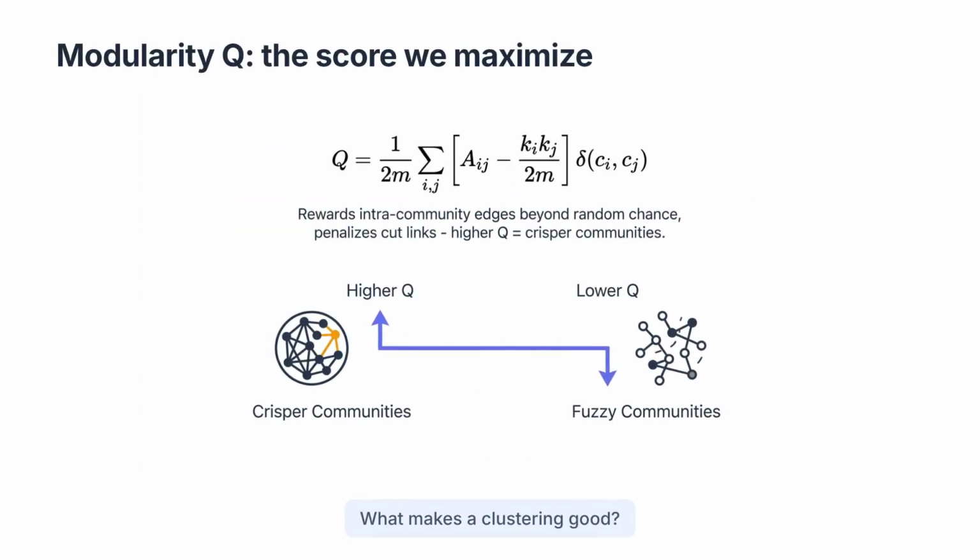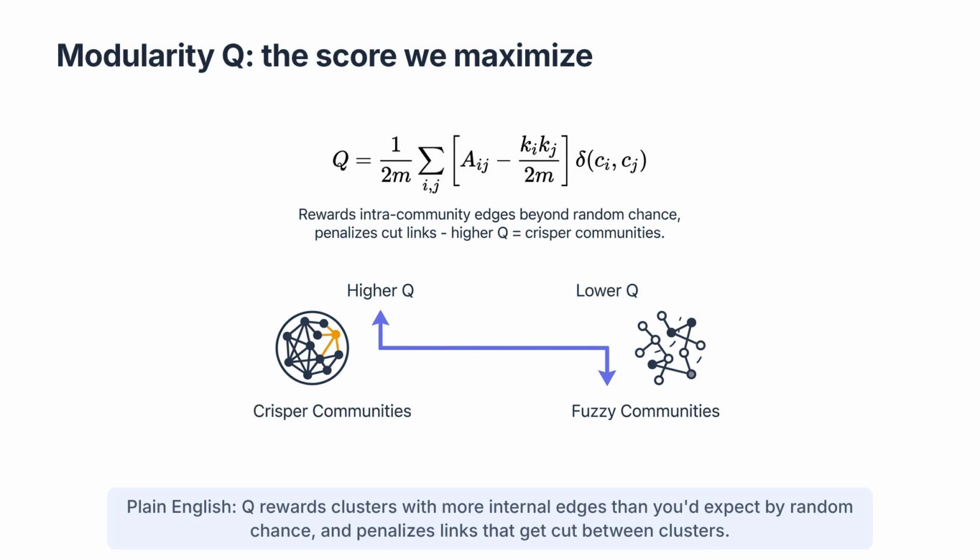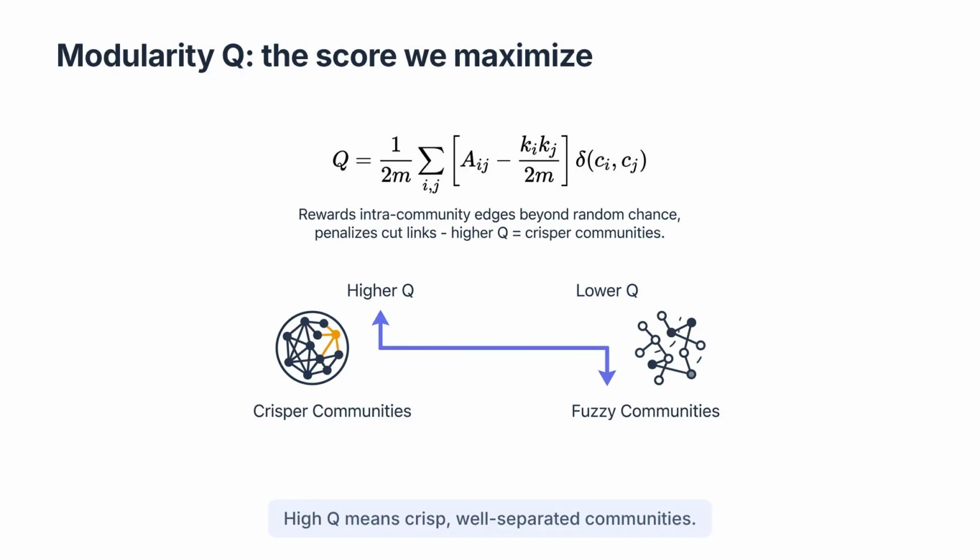What makes a clustering good? A single number called modularity, written Q. Plain English, Q rewards clusters with more internal edges than you'd expect by random chance, and penalizes links that get cut between clusters. High Q means crisp, well-separated communities. The clustering algorithm's only job is to push Q as high as it can.